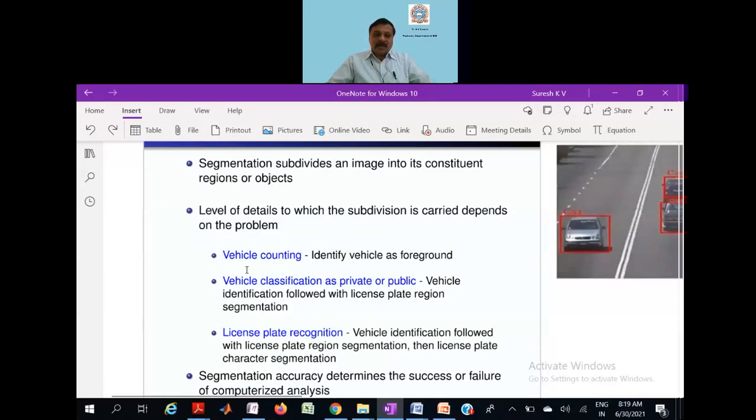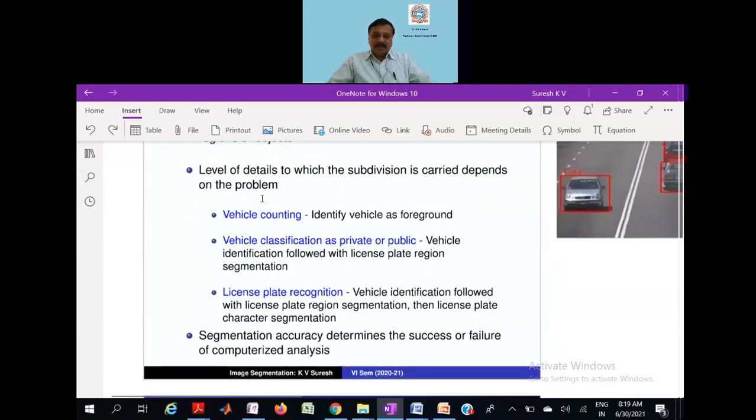Let us take some typical examples. Assume that you are selected as an expert who would detect or count the vehicles on a road. Your job is just to count the vehicles. That means how many vehicles, at any point of time, at any junction point, have crossed that point. So I just want to detect and count the vehicles. Nothing more I require.